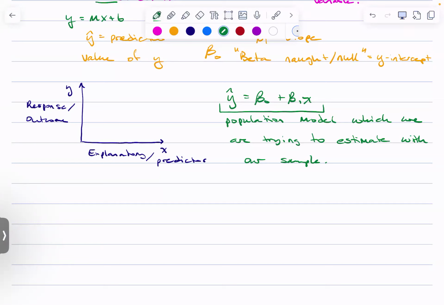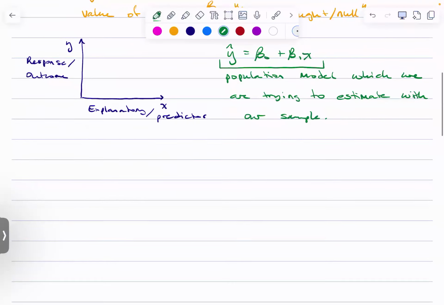Which means that we're going to have a little brother situation, a sample version of this line. If we're using betas, we're going to use just lowercase b's. I guess you could use uppercase.